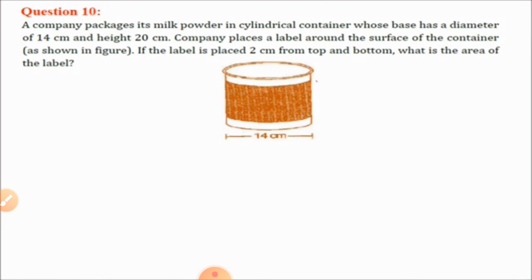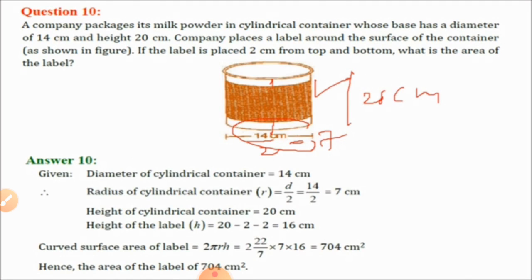Question number 10. Not last but least. A company packages its milk powder in a cylindrical container whose base has a diameter of 40 cm and height is 20 cm. Company places a label around the surface of the container as shown in the figure. If the label is placed 2 cm from top and bottom, what is the area of the label?